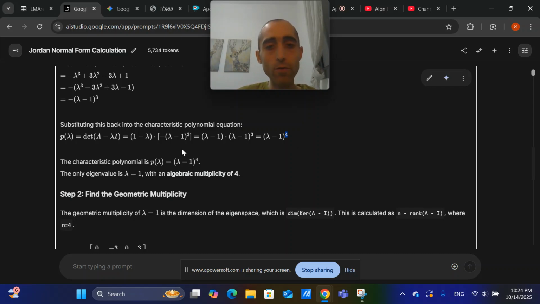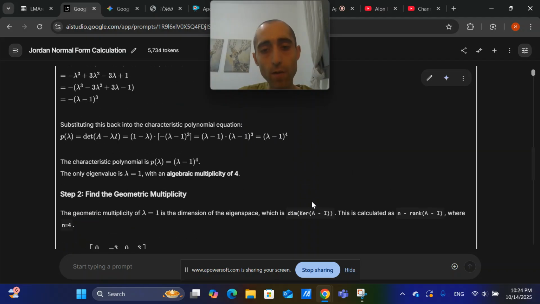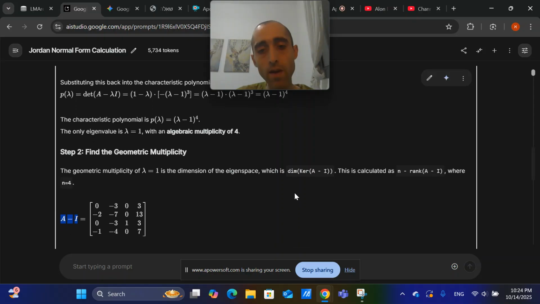Okay, so after we found the algebraic multiplicity of 4, we need to find the geometric multiplicity. So what we need to calculate now is the kernel of A minus I, because the eigenvalue is 1, so we are subtracting 1 times I. The kernel will give us the eigenspace, and the dimension of the eigenspace will give us the geometric multiplicity. You can also find it by calculating the rank and then doing n, which is the order of the matrix, minus the rank of A minus I. Remember that we are dealing with square matrices.